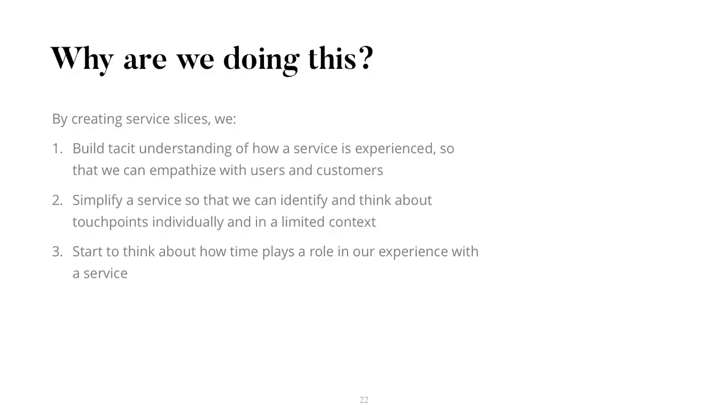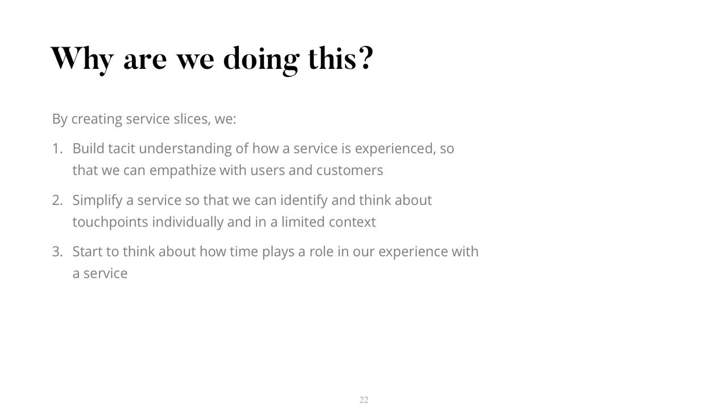This is our next step in the process. We started with that artifact catalog, that artifact audit, and now we're starting to create these service slices. And there's several reasons that we're creating them. The first is that it builds tacit understanding of that service, and it forces us to empathize. When we have about an hour-long transcript, it might take 5 or 6 hours to create these models. And when you spend that much quality time with user data, you really start to know, understand, and empathize with the users and the people that you're trying to support and help.